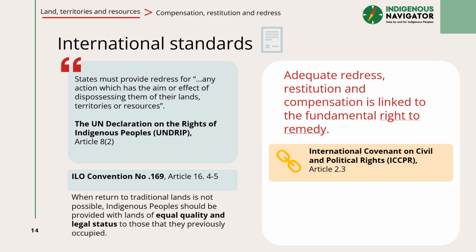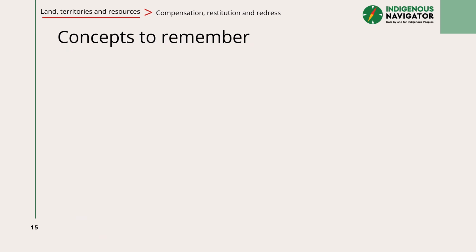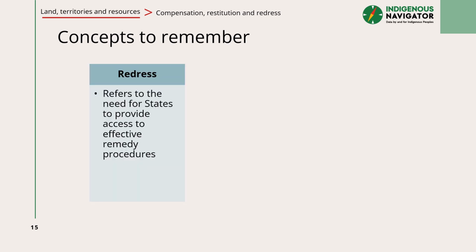This includes the International Covenant on Civil and Political Rights, or ICCPR, which says that parties must ensure that any person whose rights or freedoms are violated shall have an effective remedy, and that this right to claim remedy should be determined by competent judicial, administrative, or legal authorities. In summary, redress refers to the need for states to provide access to effective remedy procedures. Remedy may involve a court decision reverting the state's decision to require relocation.